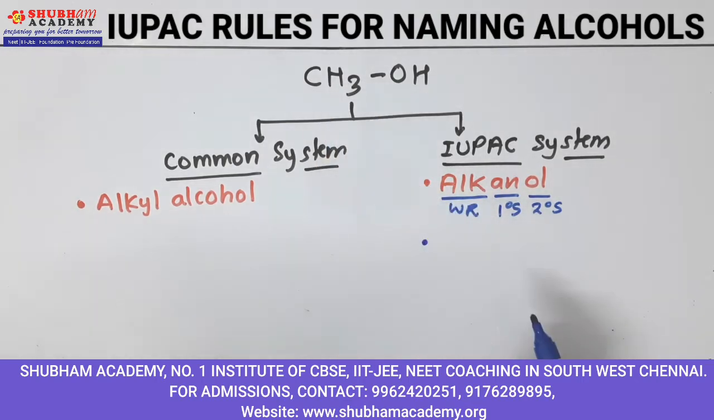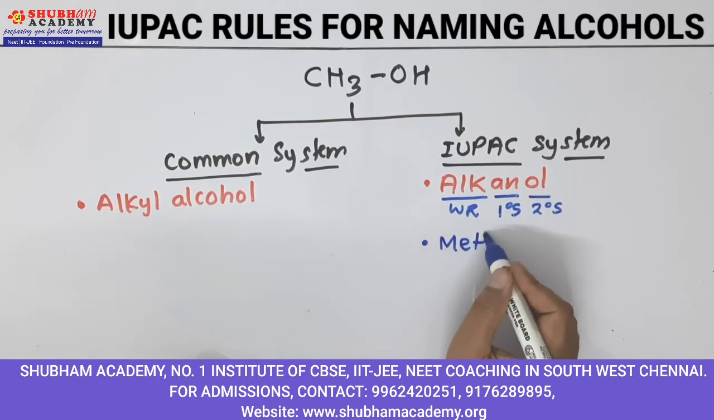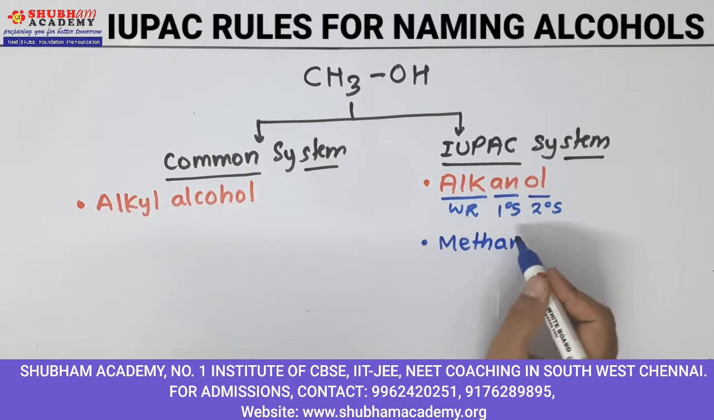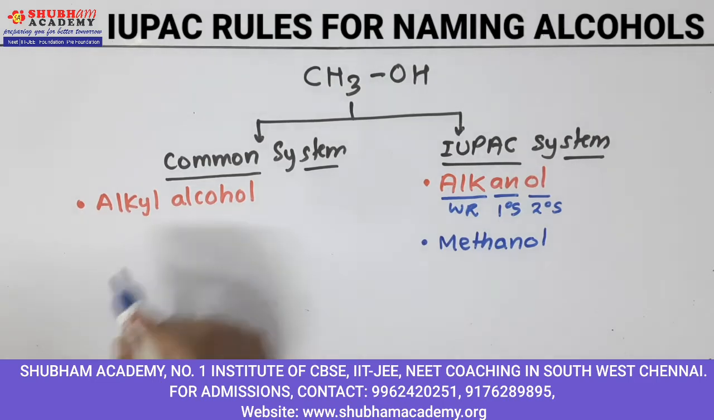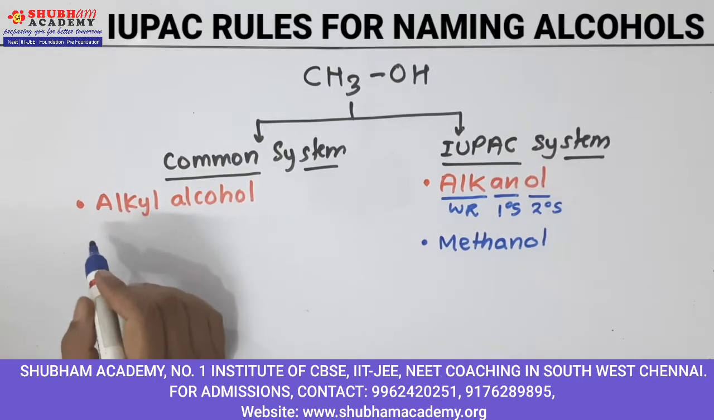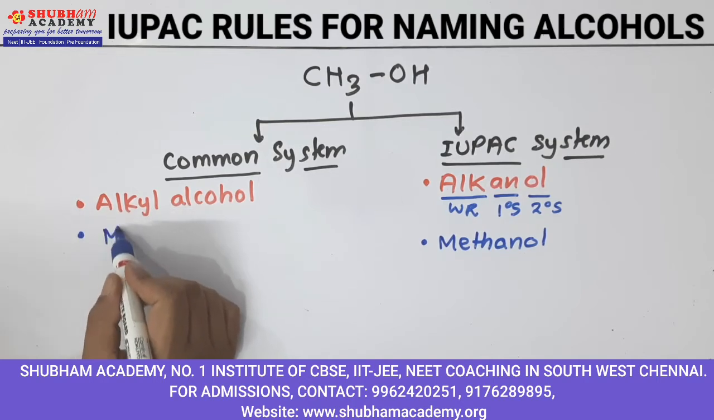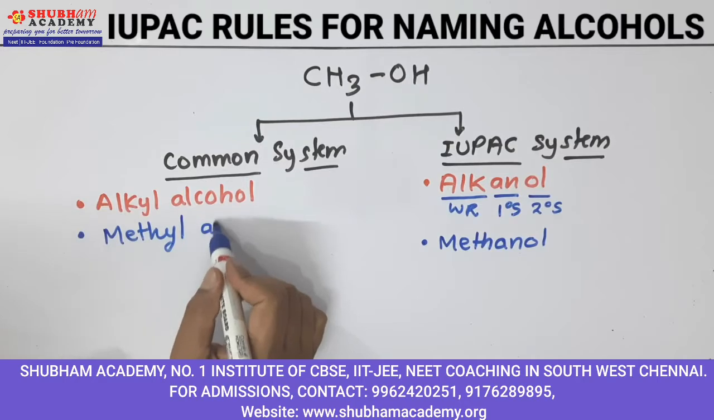How many carbon atoms in the parent chain? 1. So for 1, meth. Whenever meth, always ane. Okay, and ol. So the name becomes methanol. Right. In IUPAC system, the name of this compound is methanol. In common system, the name is methyl alcohol.